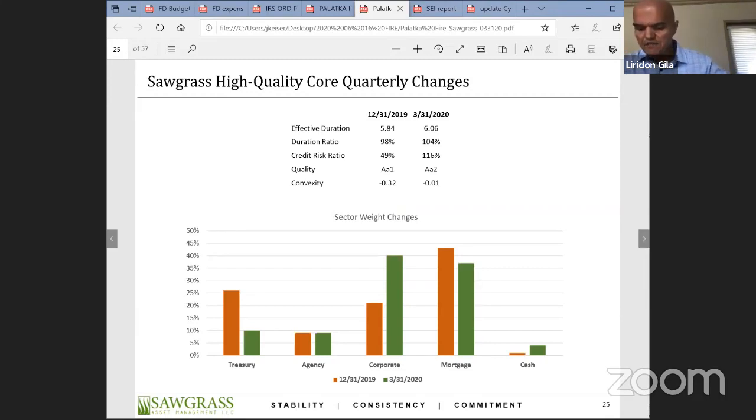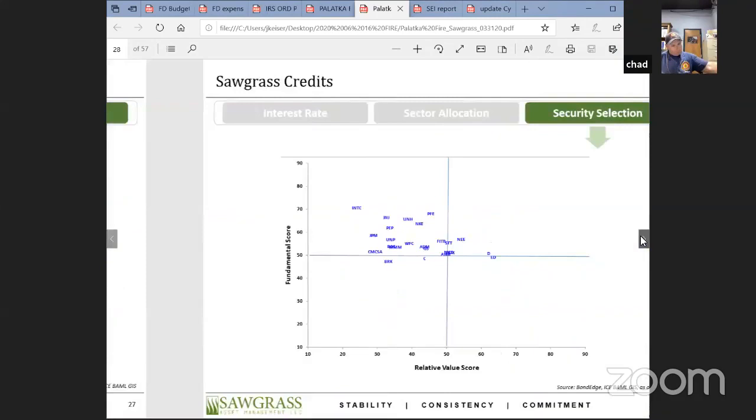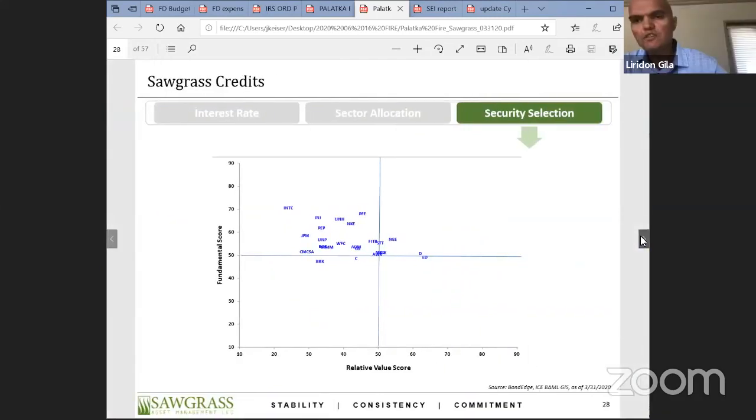And then lastly, the last factor, the security selection. If you turn with me to page 28, this is the current holdings of your portfolio, and you can see our focus on strong companies with strong fundamentals, as illustrated here in our proprietary model, which shows that all these issuers have a high fundamental score, meaning strong balance sheets. That was also a big help in this volatile market. High quality, strong balance sheet companies really helped with the return as well.